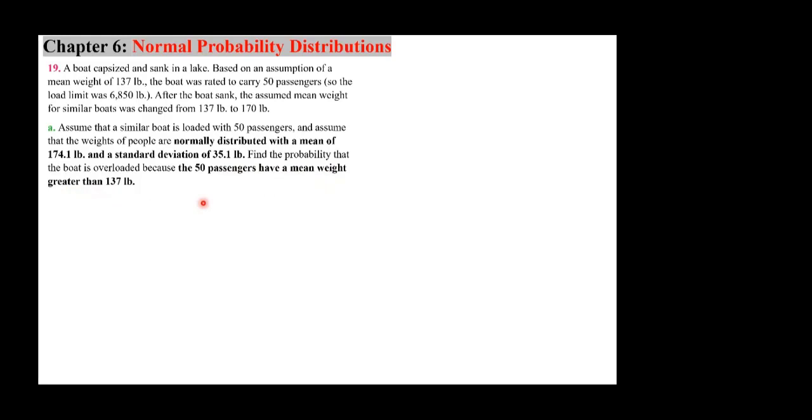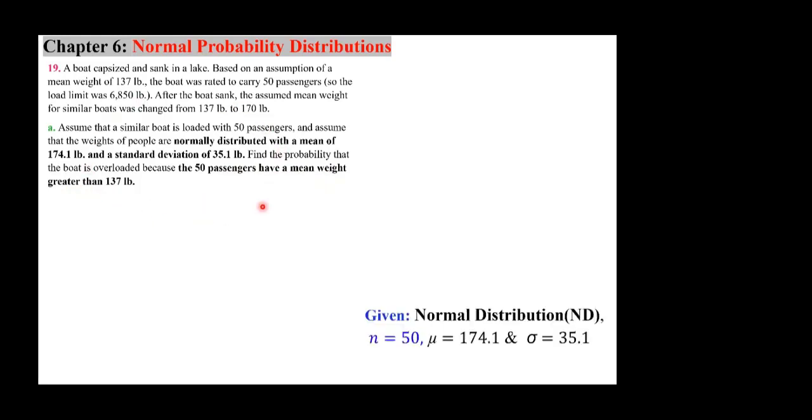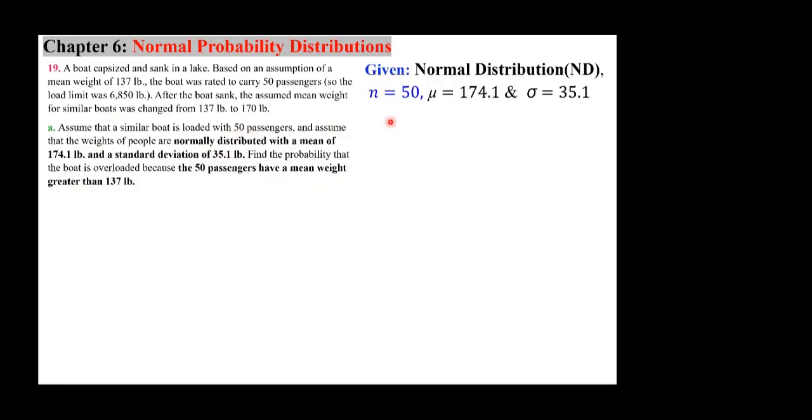So as we read this question, let's put in the information. Obviously, it says normally distributed. We have n equals 50, mu is 174.1, sigma is 35.1. So the very first thing is to write the given. We want the probability of x bar larger than 137.